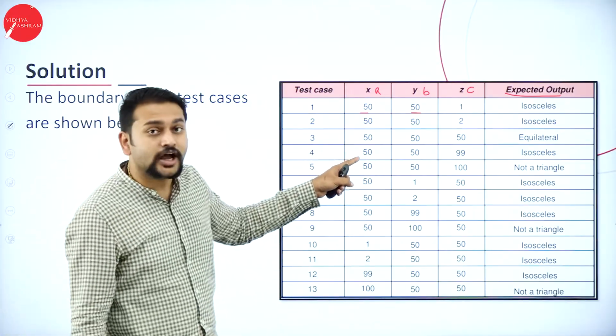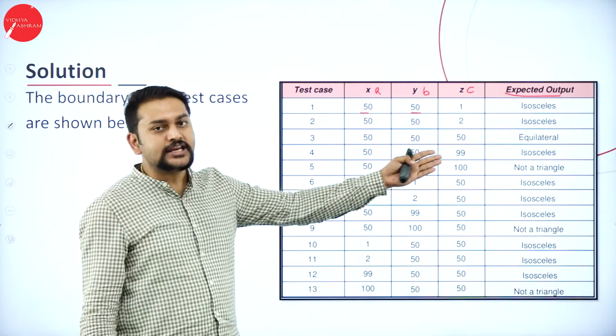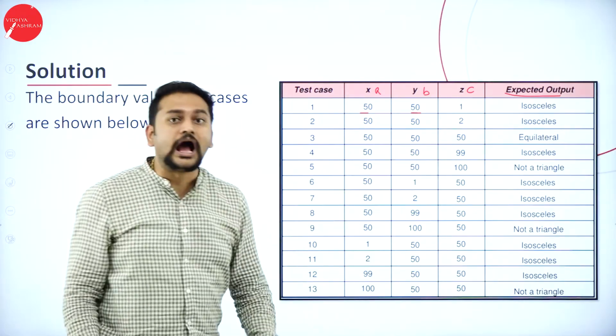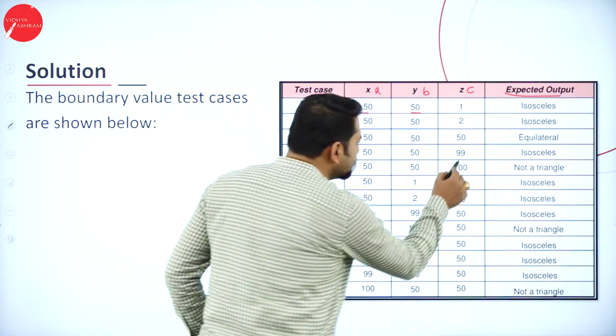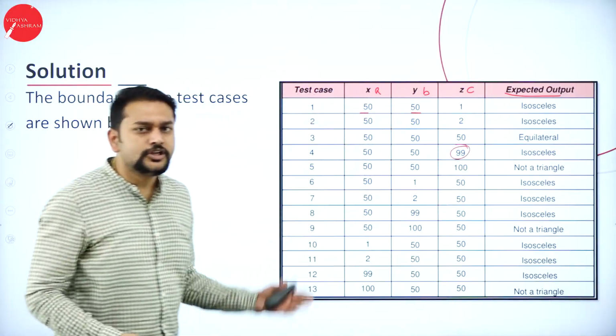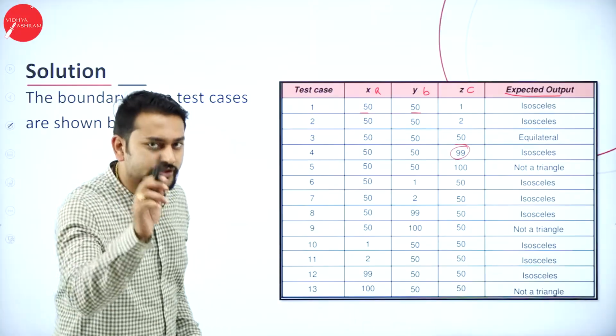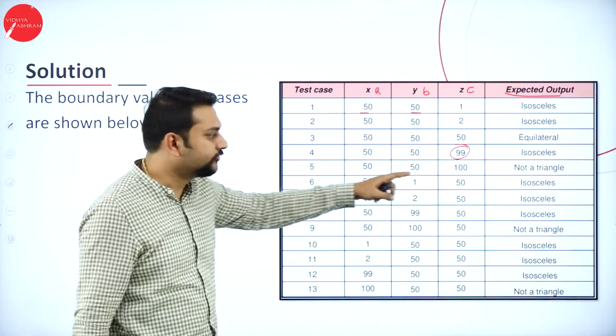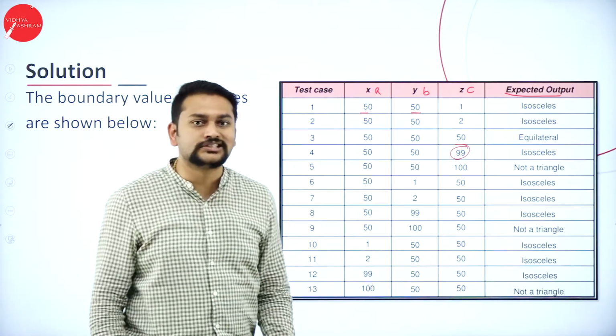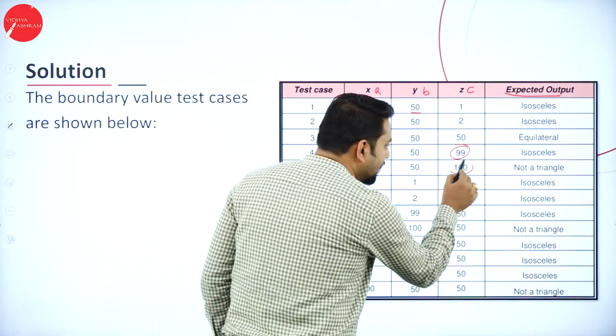And the next one, please observe here. 50, 50, 99. So I have got isosceles triangle. Why, sir, isosceles triangle for 99? Obviously, two sides are equal, but you need to observe here carefully. I have 50, 50 and 100. So what is this? Invalid entry.